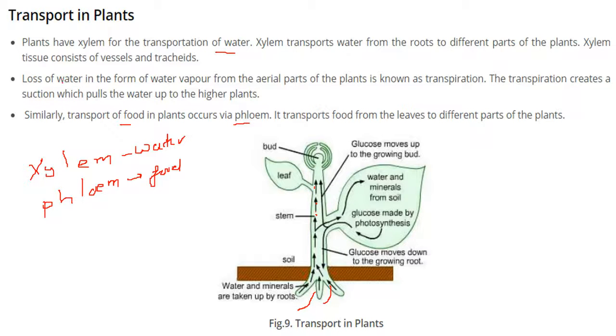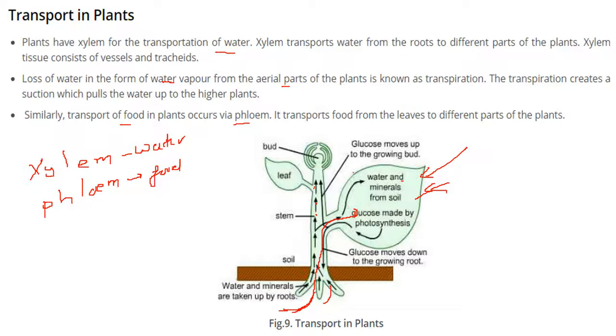There is a loss of water because these are leaves, and sunlight is falling over them. So loss of water in the form of water vapor from the aerial parts of the plant is known as transpiration. Transpiration creates a suction which pulls the water up to the higher parts of the plant. So if there is transpiration, automatically the roots take up water, or suck the water from the soil, and it gives back where the transpiration has taken place.